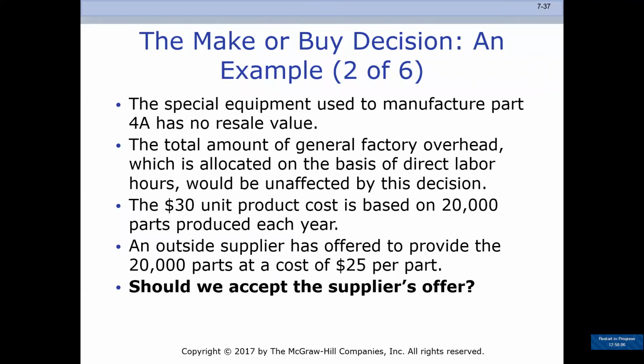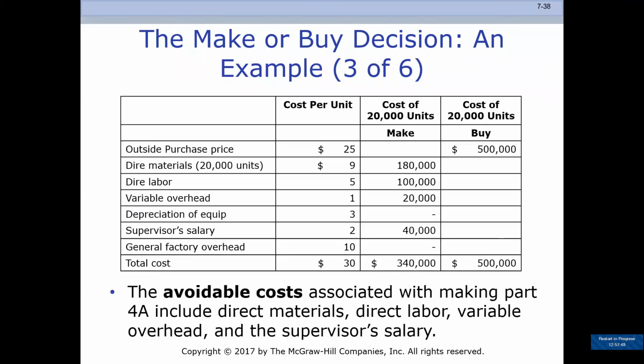It costs you $30 a unit to make. You can buy it on the outside for 25. Obviously, buy it on the outside. Except it's not obvious, because some of those fixed costs that go into the 30 we're going to have anyway, and some we can avoid. So let's look beneath the surface to see what's going on here.